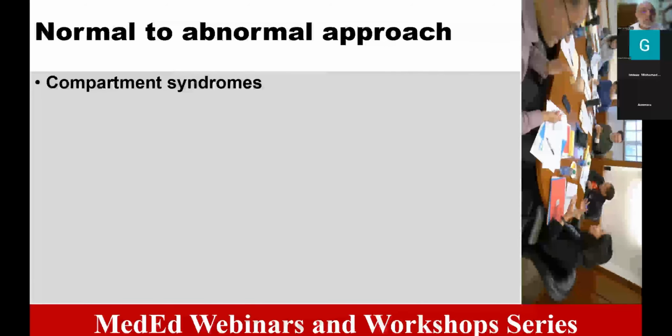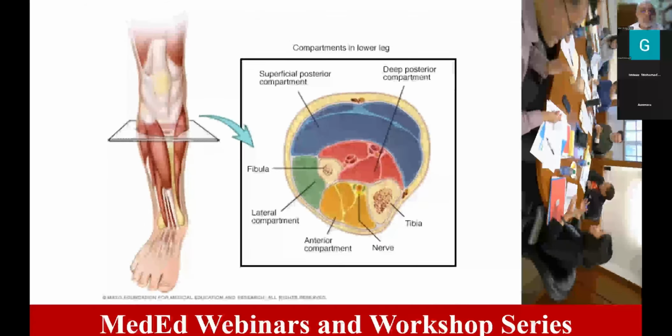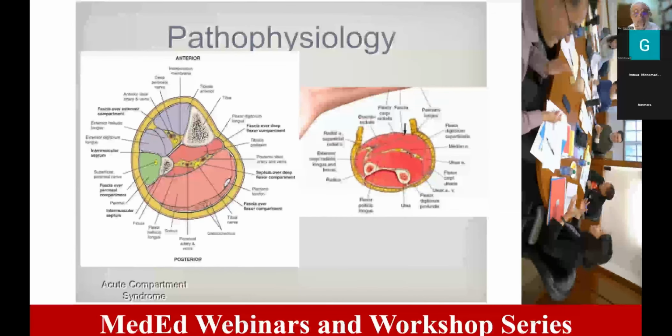Similarly, the third example can be compartment syndrome, where the compartments are taught to the students in one session in the anatomy in detail, and then there is a trauma, and so what organs can be affected and what kind of signs and symptoms may be produced. So in this way, in one session, we teach them some information, and in the second session, we ask them to apply that information in a clinical situation.